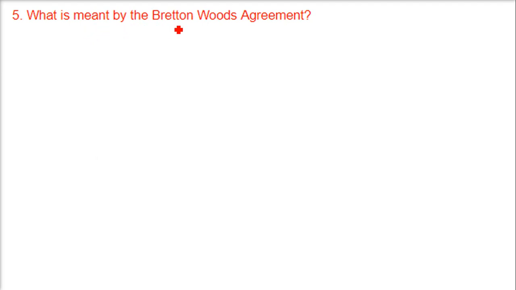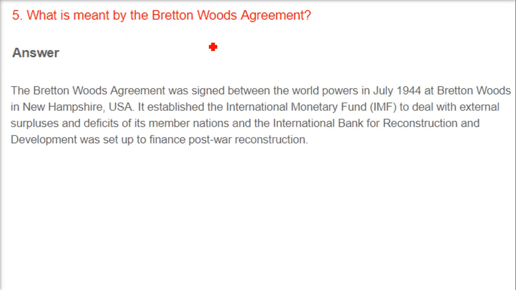What is meant by the Bretton Woods Agreement? So the Bretton Woods Agreement was signed between the world powers in July 1944, and Bretton Woods is a place in New Hampshire, USA. So this meeting established IMF, that is International Monetary Fund, to deal with external surpluses and deficits of its member nations, and also an international bank, Vishwa Bank, for reconstruction and development was set up to finance the reconstruction which is required post-war.